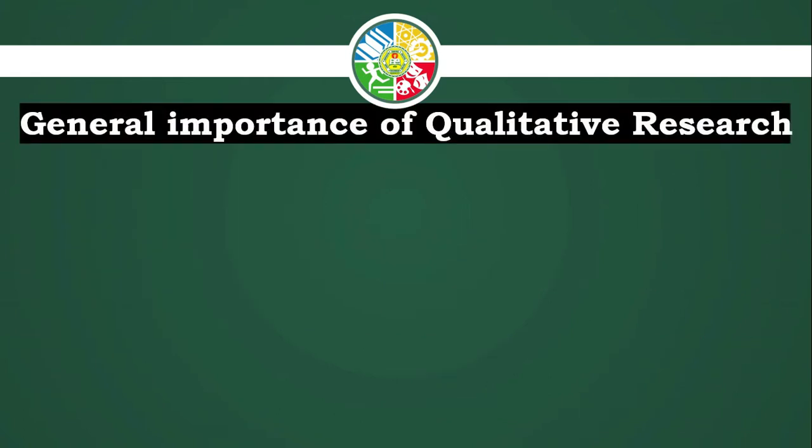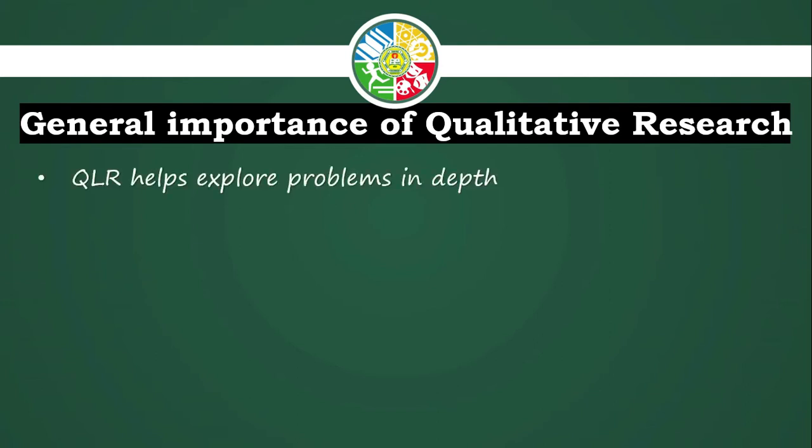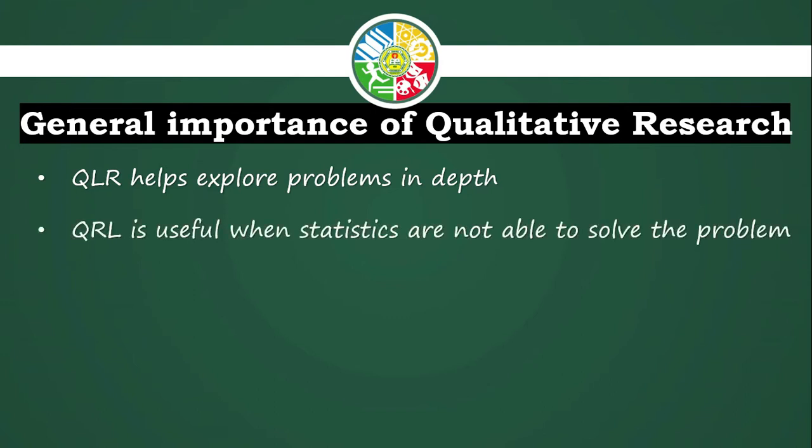Let's start with the general importance of qualitative research. It is divided into the following. Qualitative research helps explore problems in depth. So, we talk to people and observe them to try to understand them well. When they tell us something, we can quickly assess the truth about what they say by observing their facial expressions and body language. QRL or qualitative research is useful when statistics are not able to solve the problem. So when the problem cannot be solved by numbers, we can generally proceed to qualitative research.